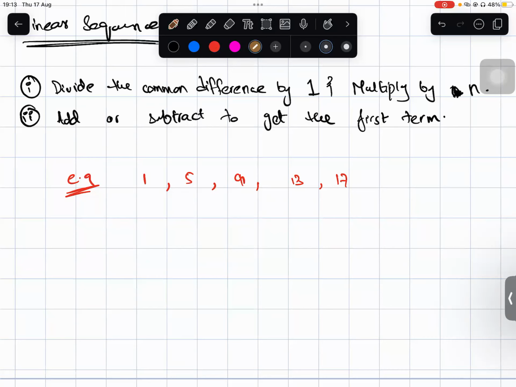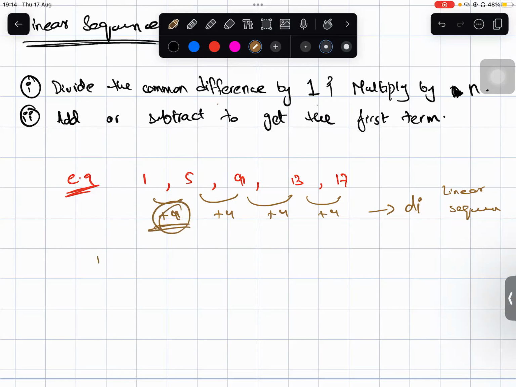So for 1 to 5, we've got +4. From 5 to 9 is also +4. Here it is the same, and again it is the same. Hence, this is a level 1 difference, D1. We call this D1. And this would suggest that this is, in fact, a linear sequence. Now, you look at the rule, which is you divide the common difference by 1 and multiply by n.